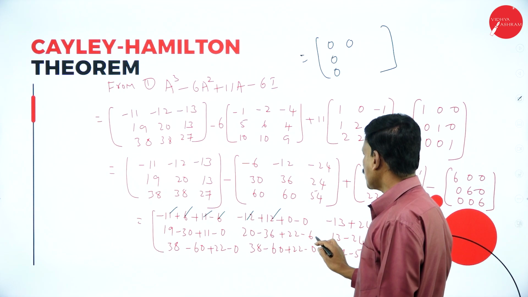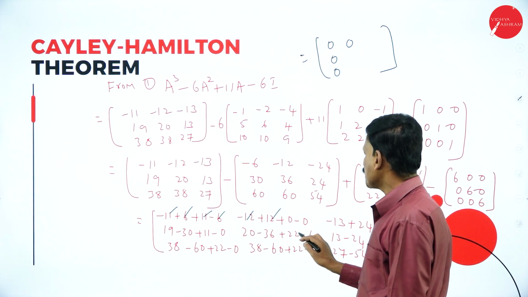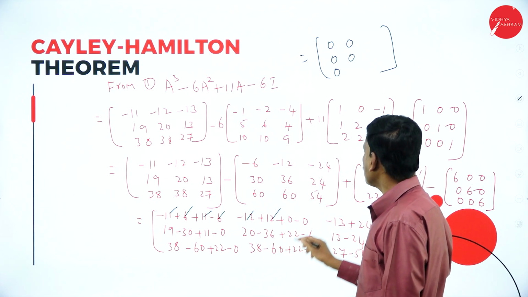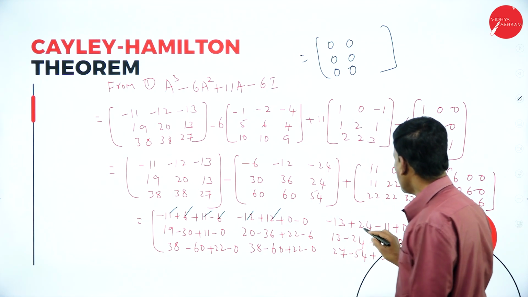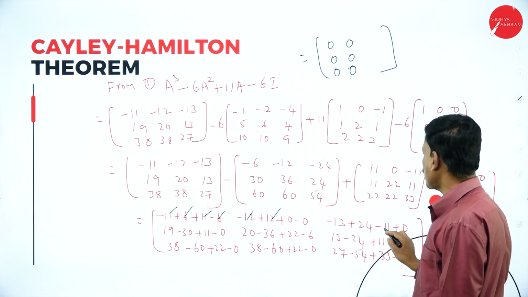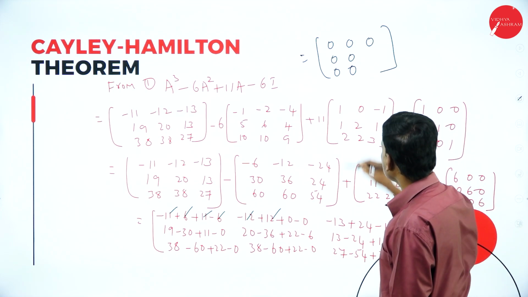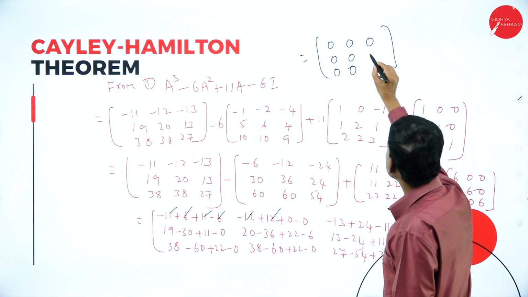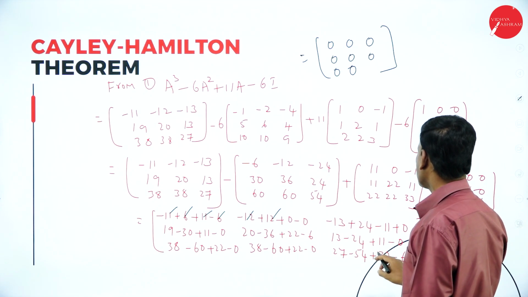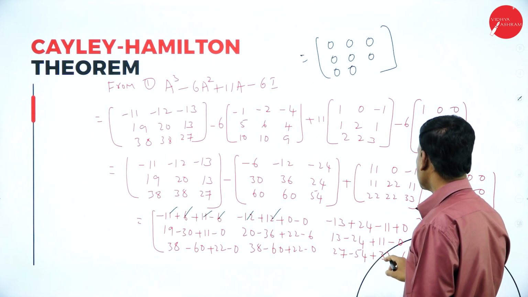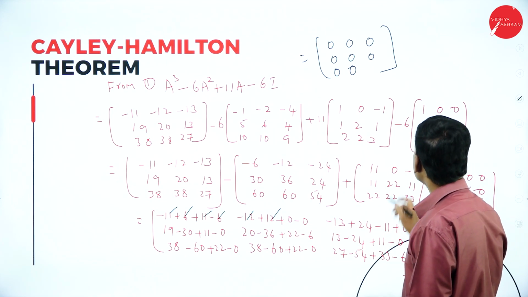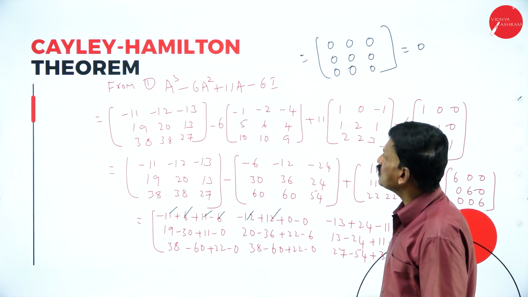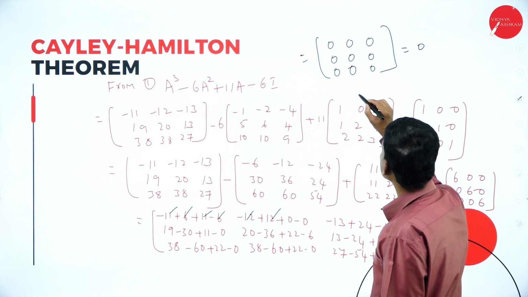Again minus 36 minus 6 is minus 42, plus 20 plus 22 is plus 42, minus 42 is 0. Again 38 plus 22 is 60, minus 60, this is also 0. Again last column: minus 13 minus 11 is minus 24, plus 24 gets cancelled, 0 here. Again plus 13 plus 11 is plus 24, plus 24 minus 24 is 0. Again what is this equal to? Plus 27 plus 33, that's equal to 60, plus 60 minus 60, this is equal to 0. So totally A cube minus 6A square plus 11A minus 6I is equal to 0.